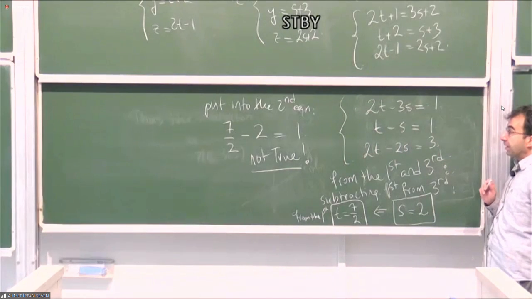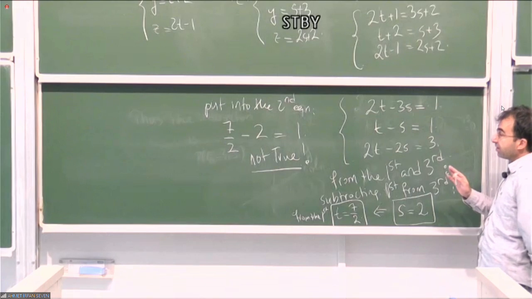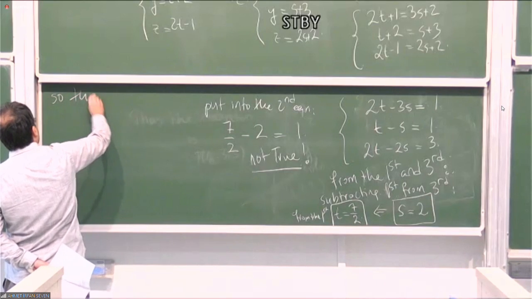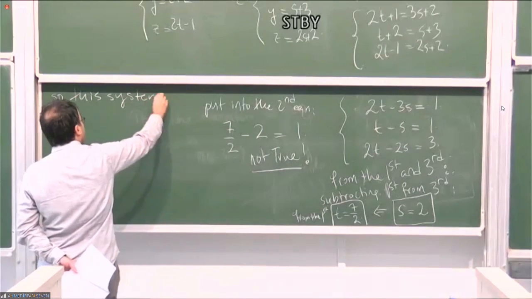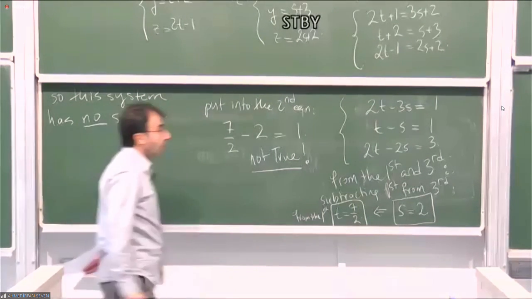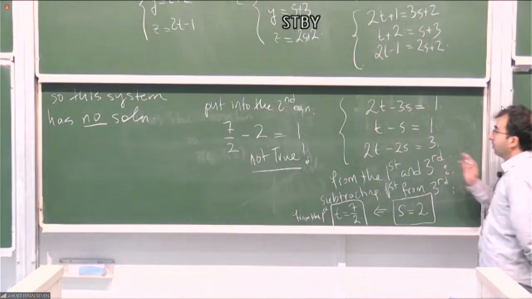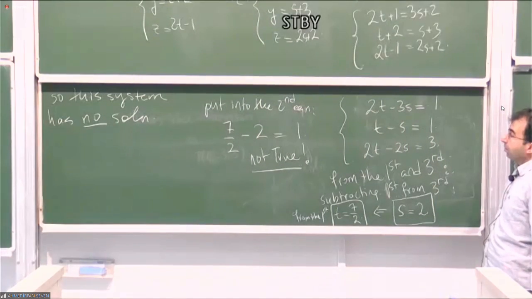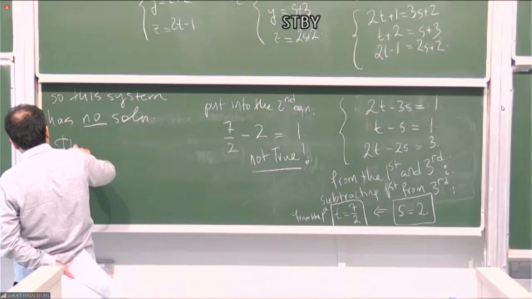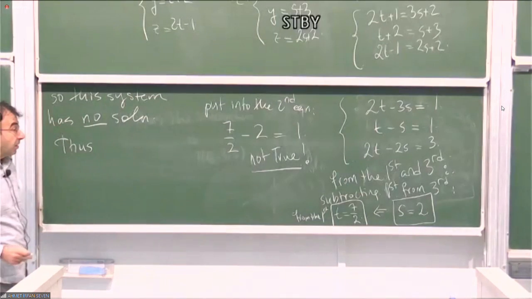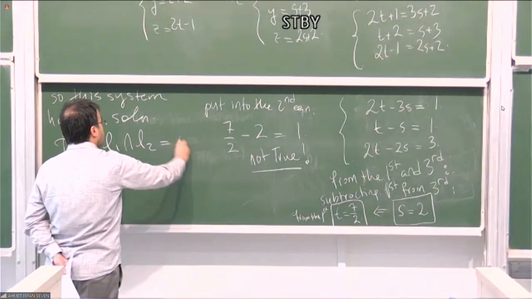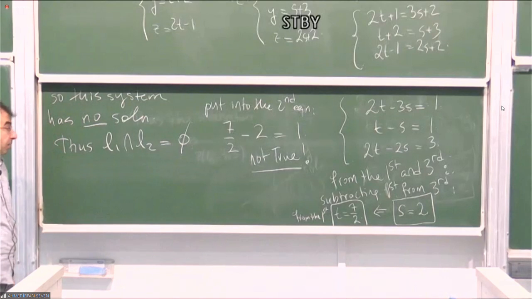You see, what does this mean? This means that this system has no solution. Too many equations. So this says that our lines cannot intersect. L1 intersection L2 is empty. They do not intersect.